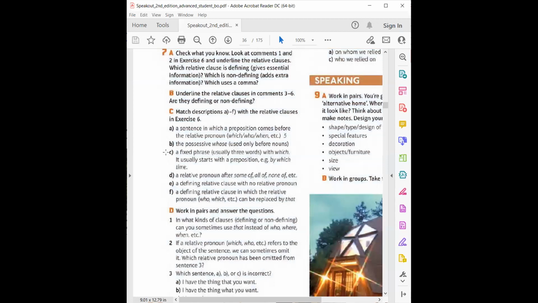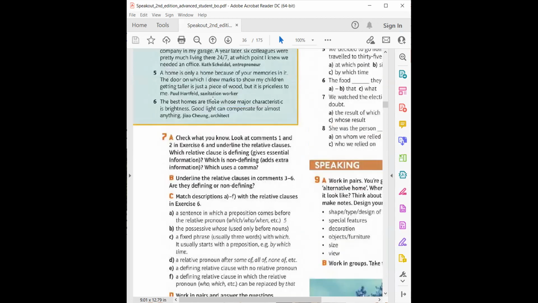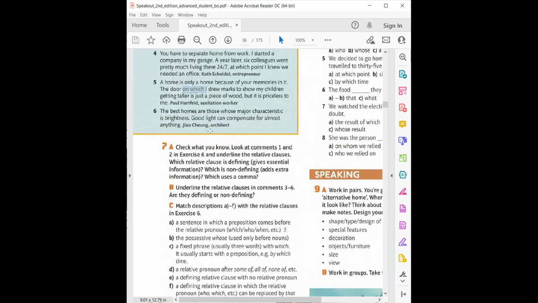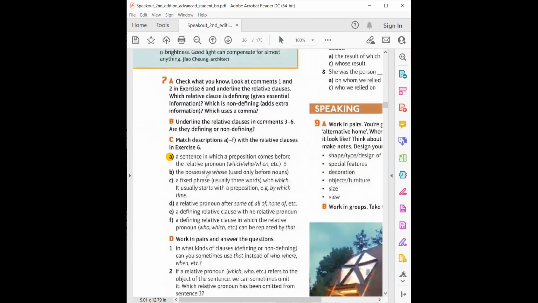So let's look at A, a sentence in which a preposition comes before the relative pronoun, which, who, when, etc., which is 5. You can look here, 5. And you can see on which, okay? We're done with A. What about B? I guess B, number 6. The possessive whose is used only before nouns. That's correct, 6.